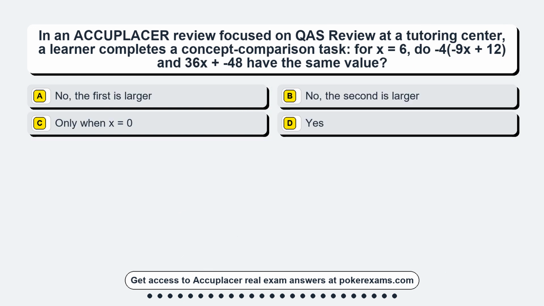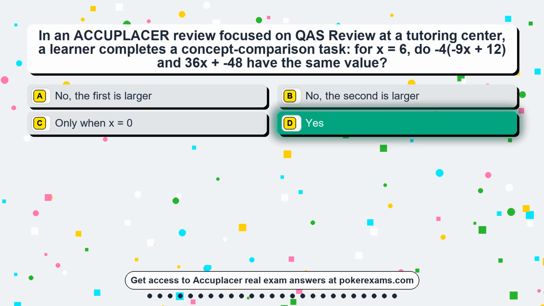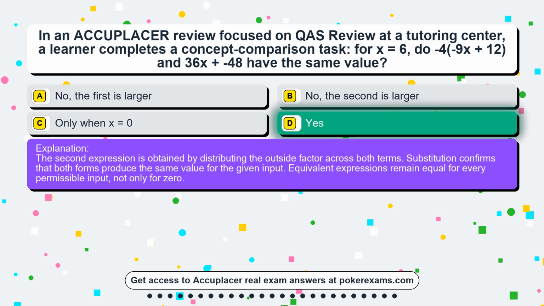Question 3. In an ACCUPLACER review focused on QAS review at a tutoring center, a learner completes a concept-comparison task. For x equals 6, do -4, -9x + 12, and 36x + -48 have the same value? Option A, no, the first is larger. Option B, no, the second is larger. Option C, only when x equals 0. Option D, yes. The correct answer is option D, yes. The second expression is obtained by distributing the outside factor across both terms. Substitution confirms that both forms produce the same value for the given input. Equivalent expressions remain equal for every permissible input, not only for 0.